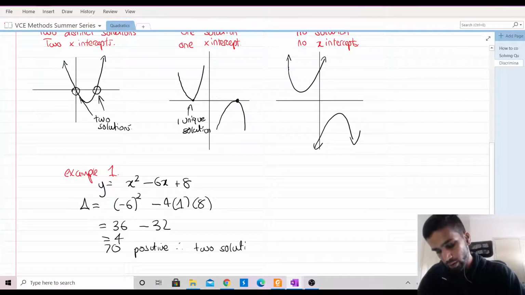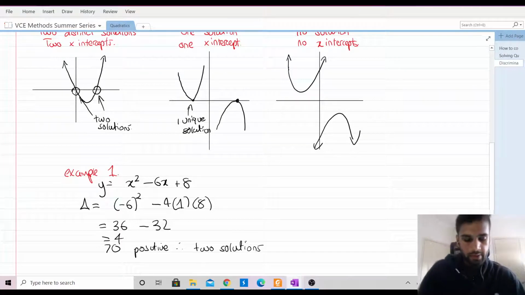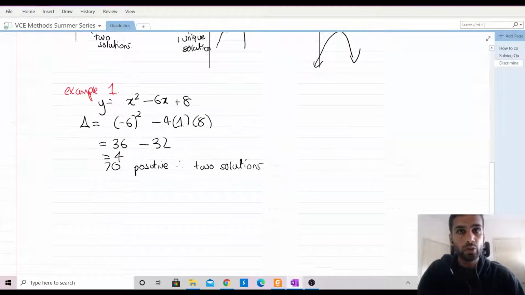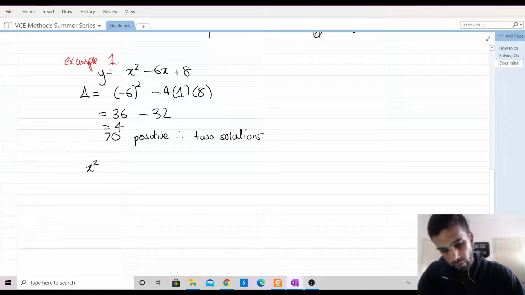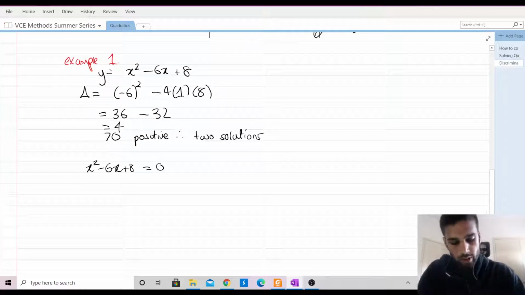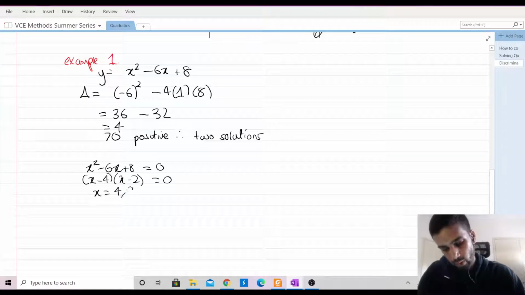We don't know what those solutions are, but the discriminant is a fast way of finding out if there are two solutions in the first place. And we'll go through examples soon where that will actually come in more handy. But in this case, if we want to work out what those solutions are for the equation x squared minus 6x plus 8 equals 0, we can factorize this. This is x minus 4, x minus 2 equals 0. So x equals 4 or 2. And these two are the two solutions to this equation.